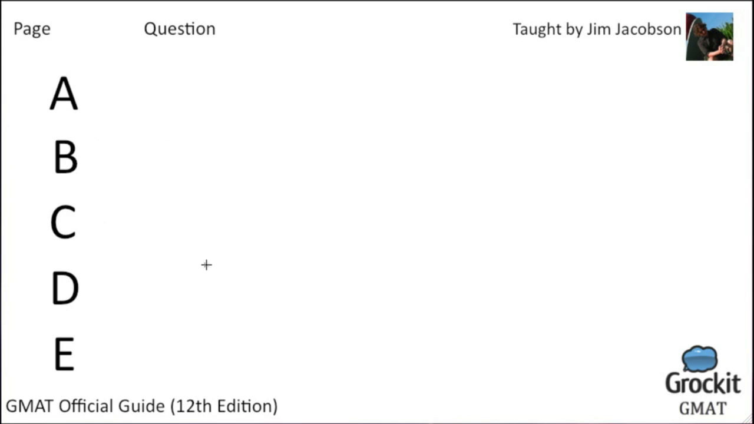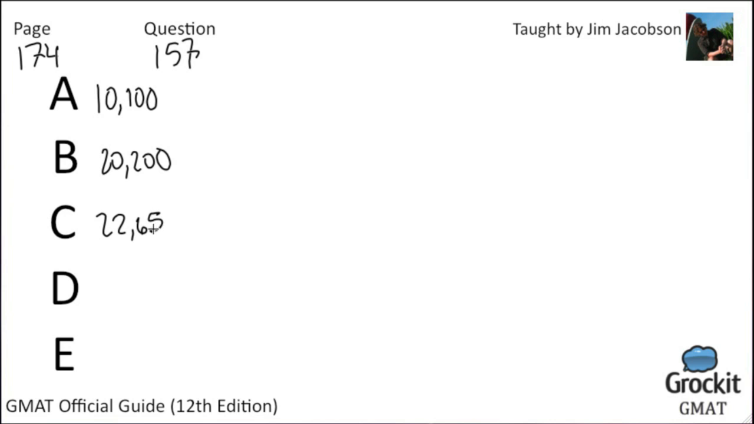Number 157, page 174. So we have 10,100, 20,200, 22,650, 40,200, 45,150.